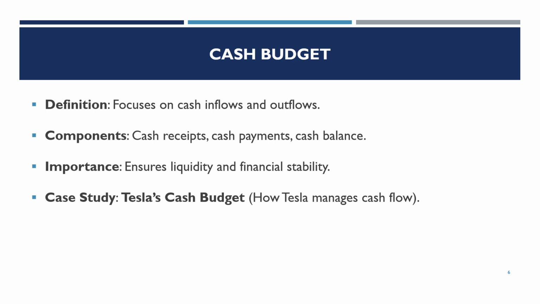Why is it very important? Obviously, you have to ensure the liquidity and the financial stability of the system. So to get liquidity and financial stability, we have to focus on the cash inflows and outflows: how much cash we have, meaning the balance, how you are going to make the cash payments, how you are receiving the cash. That is called cash inflows and cash outflows. For example, take Tesla's cash budget, which helps the company manage its cash flow, ensuring that it has enough liquidity to meet its financial obligations and invest in new projects.